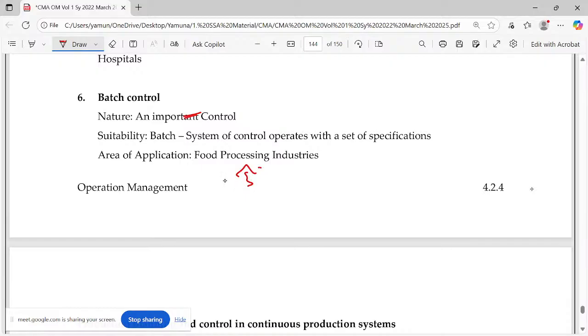There's a difference between batch and block. Please try to understand. When you say batch control, a very good example you can understand is food processing.